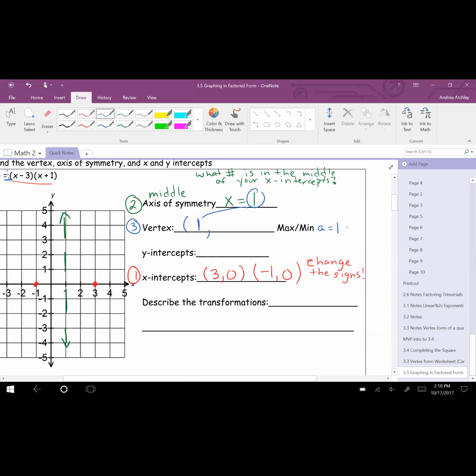That tells me a couple things. It tells me my parabola faces up. And if my parabola faces up, that means my vertex is a minimum. It's the lowest point on my graph. Then to graph this, I'm going to use my patterned rate of change, which is 1 over a, then 3 times a over 1, and then 5 times a over 1.